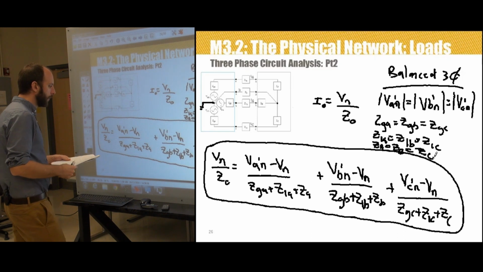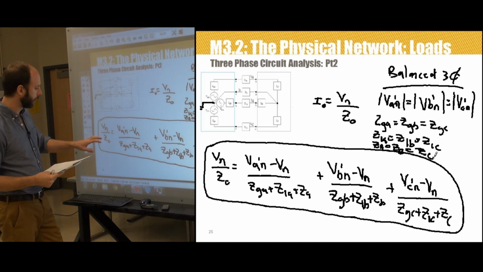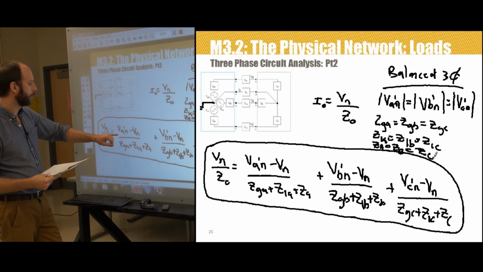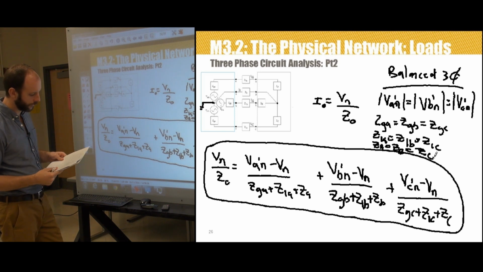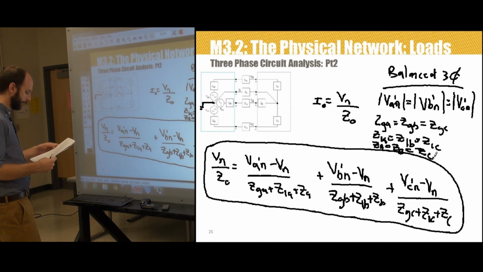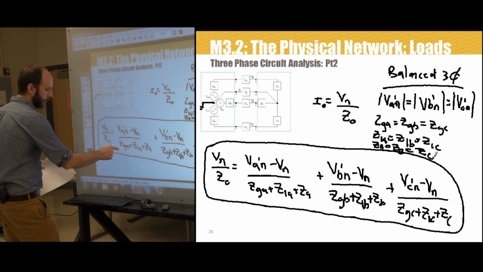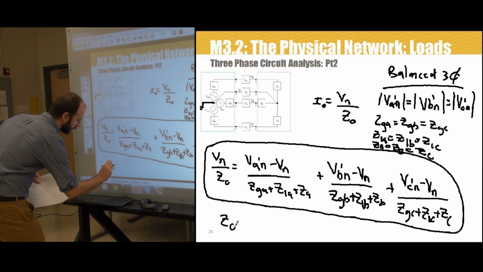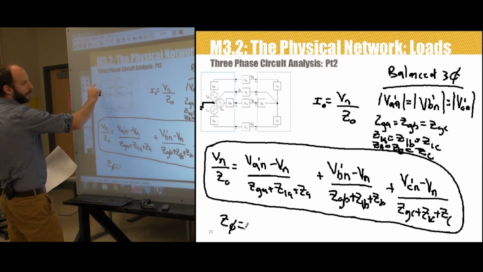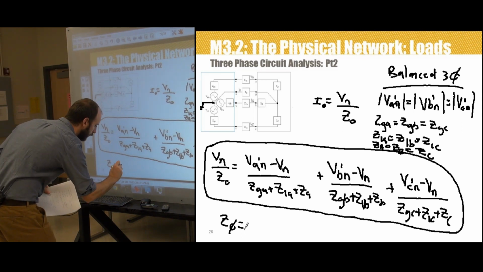So what we can do is simplify that and rewrite this equation where all of these voltages are the same, and I'm gonna just come up with some new terminology. I'm gonna say that there is what we call a phase impedance, Z phase, and that's just equal to the sum of those three impedances. So ZGA plus Z1A plus ZA.